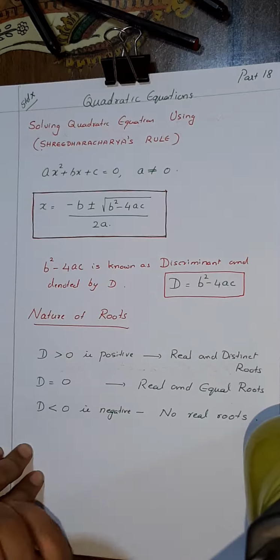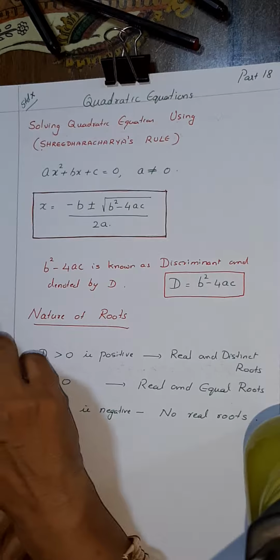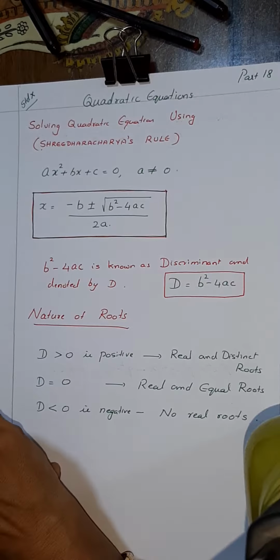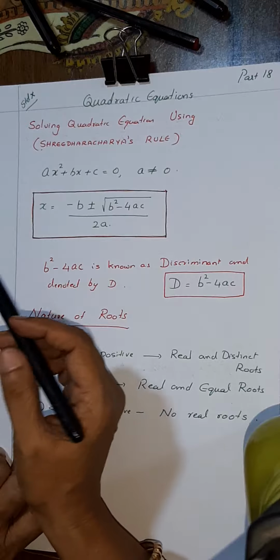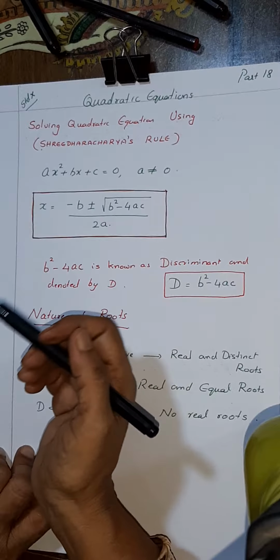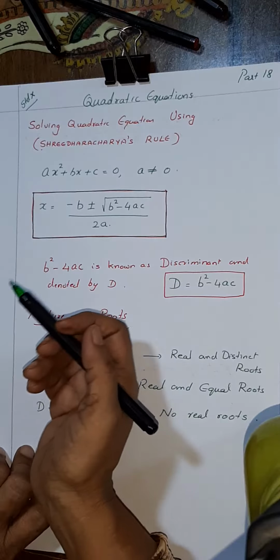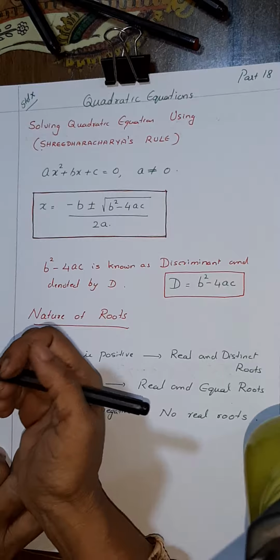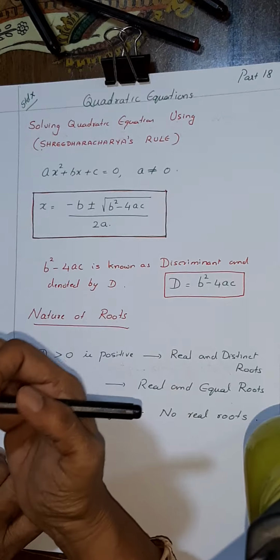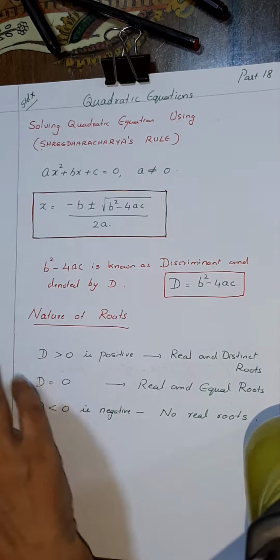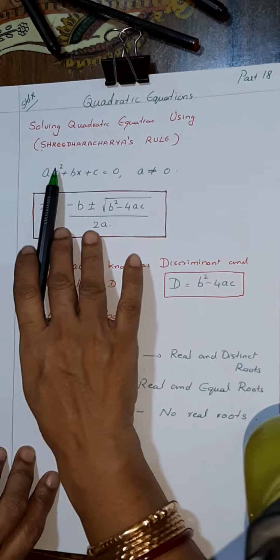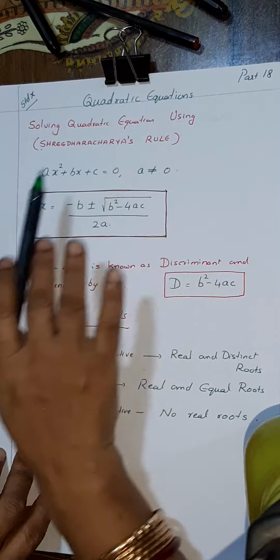So in this we are going to use the formula for solving the quadratic equation. In earlier parts we were solving the equation using the factorization method. Then we also did completing the square. Now we are going to use a formula and do it. This formula is called Sridharacharya's rule.